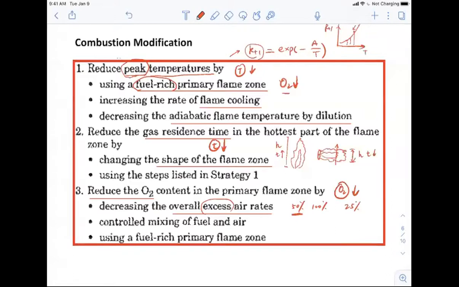So we could also control the mixing of the fuel and the air. We're going to give an example later on, or use the fuel-rich primary flame zone. This is exactly the same thing as the first one here. Okay. So these are the combustion modification methods.